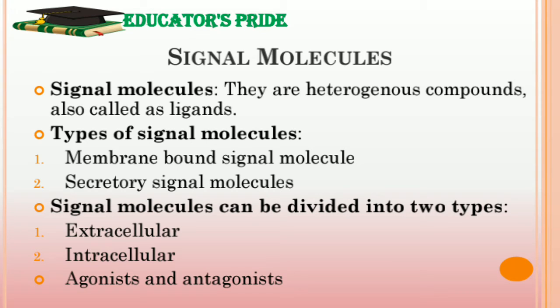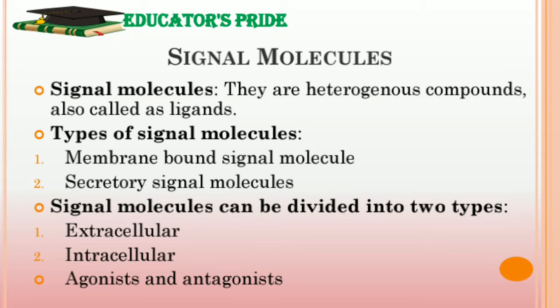Signal molecules are chemically heterogeneous compounds. They are of two types. First, membrane-bound signal molecules, and second is secretory signal molecules. Membrane-bound molecules remain bound to the surface of the cells and mediate contact-dependent signaling. However, in some cases, signal molecules are secreted by signaling cells.